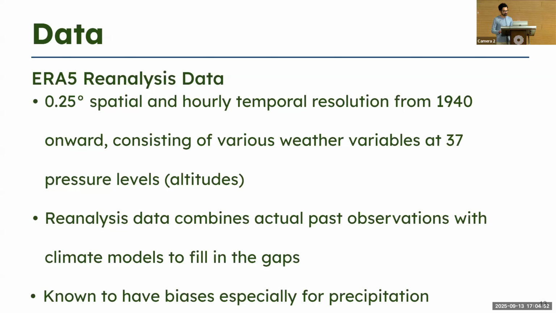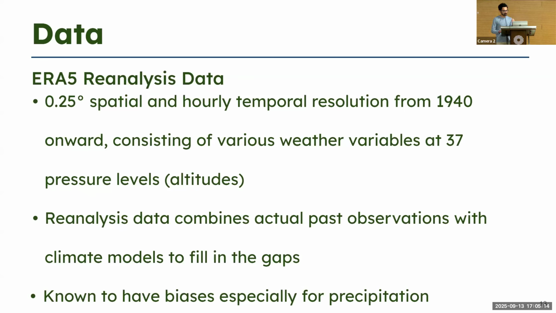Now, the first data set is, of course, what GraphCast is trained on. That's the ERA5 reanalysis, 0.25 degree spatial and hourly temporal resolution from 1940, with various weather variables at different pressure levels. And for those who don't know, reanalysis essentially combines observations with climate models, for a one-line description, to fill in the gaps of what happened in the atmosphere in the past.